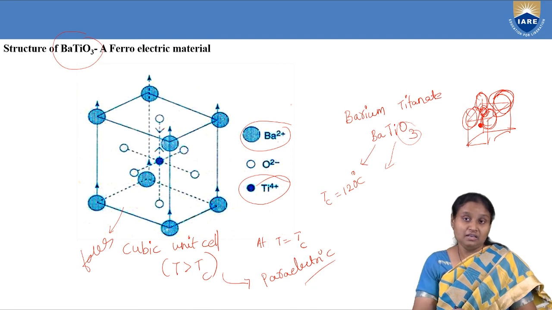Whereas at a temperature below 120 degrees Celsius, this barium titanate has ferroelectric behavior. And what is the structure of the material?